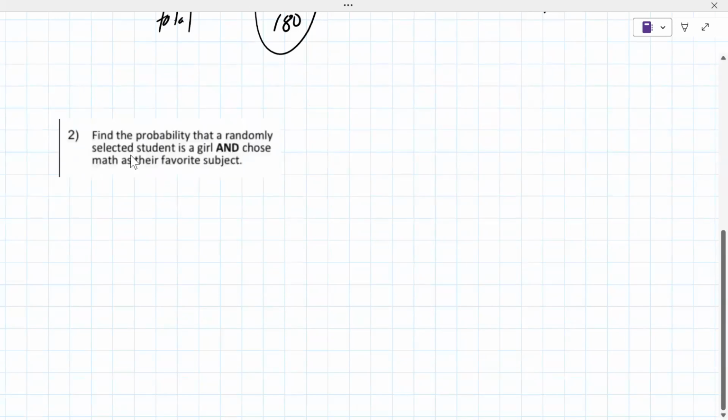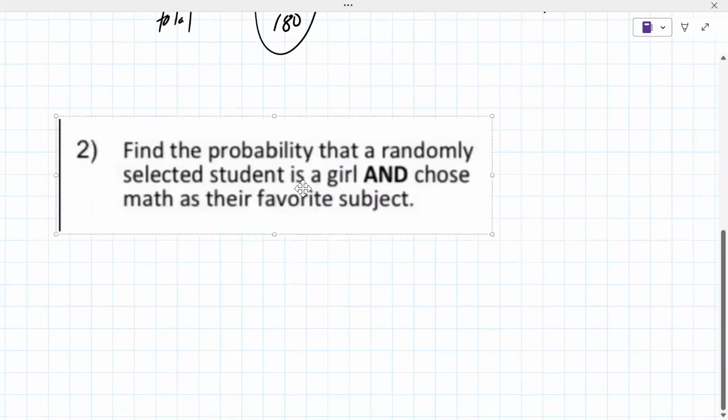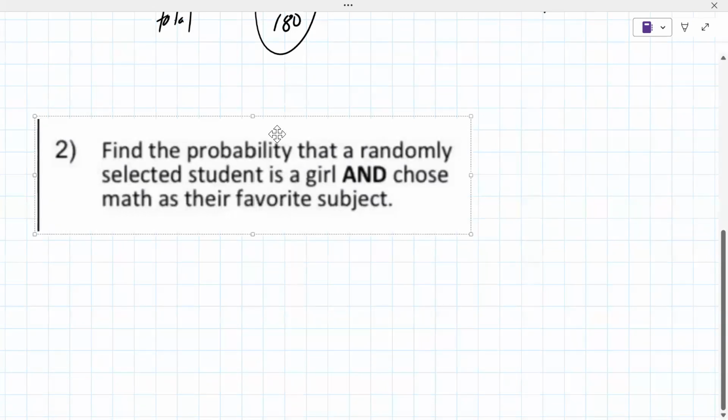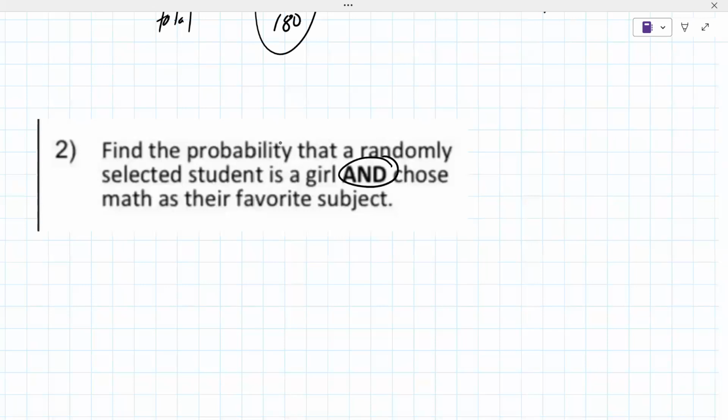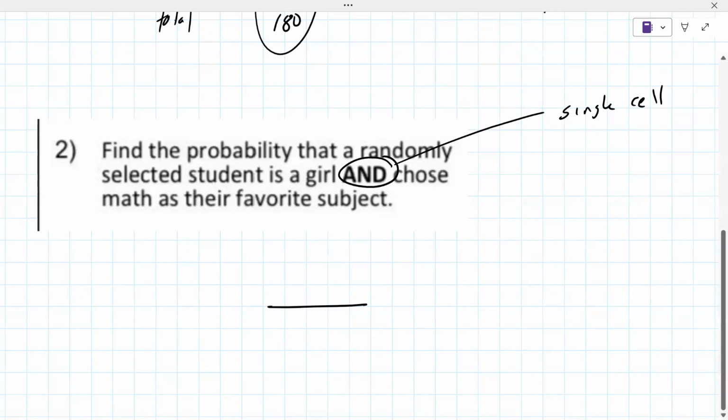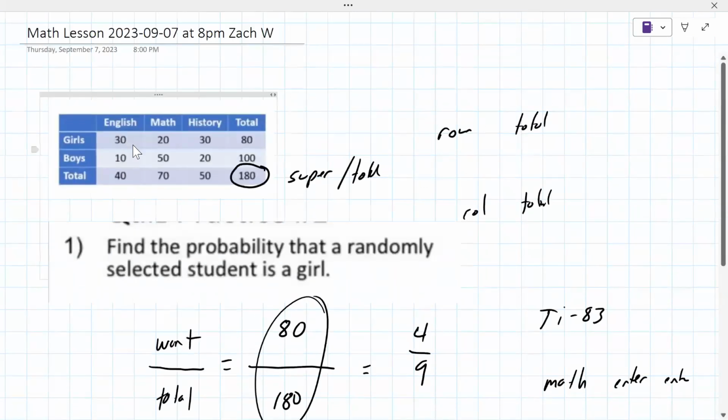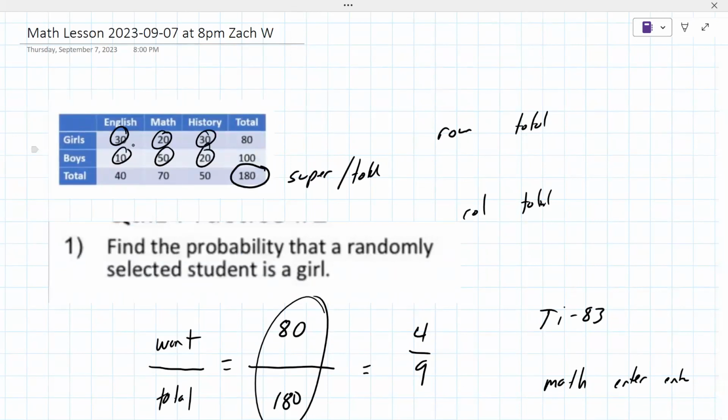All right. Let's look at number two here. Find the probability that a randomly selected student is a girl and chose math as their favorite subject. Whenever you see the word and, it's a single cell in the table. Single cell on the table. Okay. So what does that mean? These are cells: 30 is a cell, 20, 30, 10, 50, 20. Those are all cells. You can think of them as prison cells or data cells, places in the table.